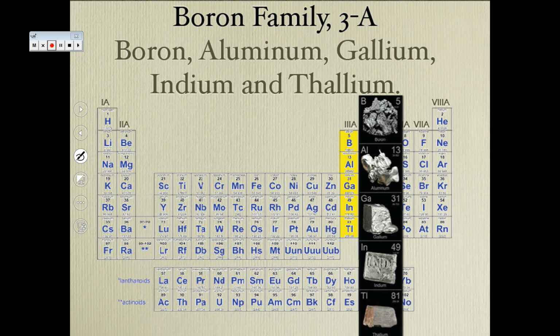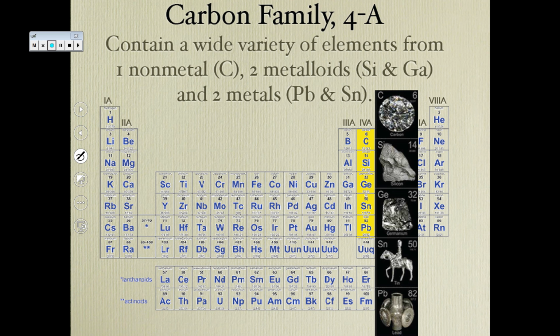Group 3A is called the boron family, so there's not like a special name to that, it's just named based on the first element in that group. The carbon family, which is group 4A, contains a wide variety of elements. It contains a nonmetal, carbon, 2 metalloids, silicon and gallium, and 2 metals, lead and antimony. So it's probably the most diverse family as far as containing different types of elements like that.